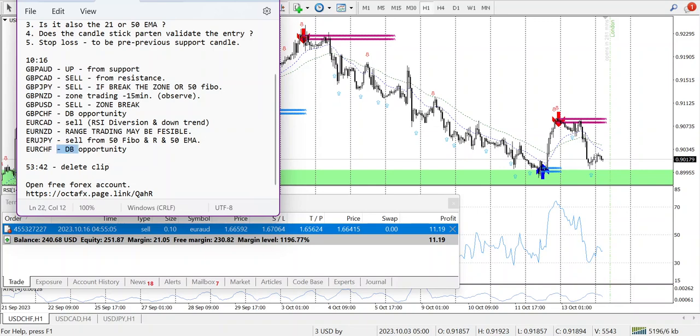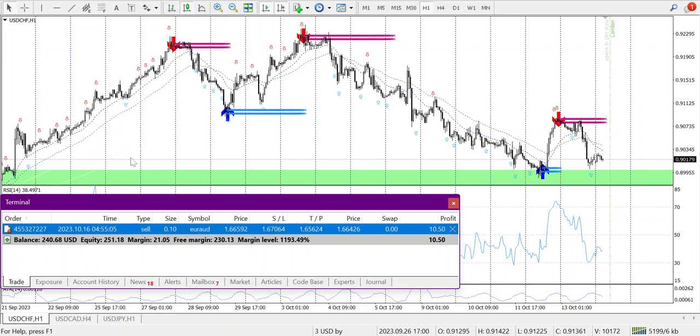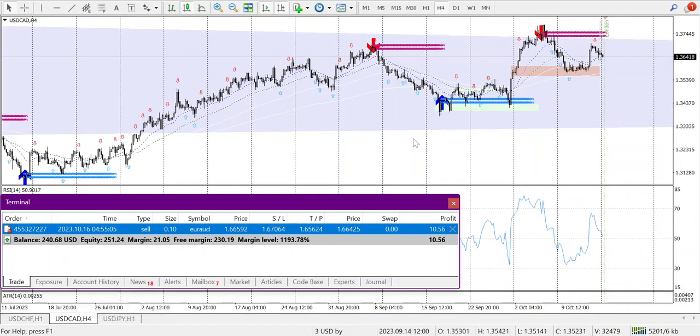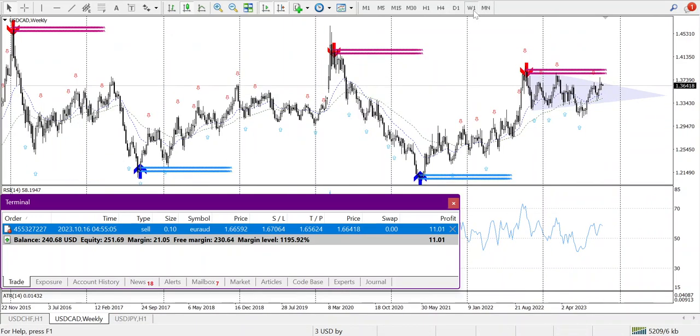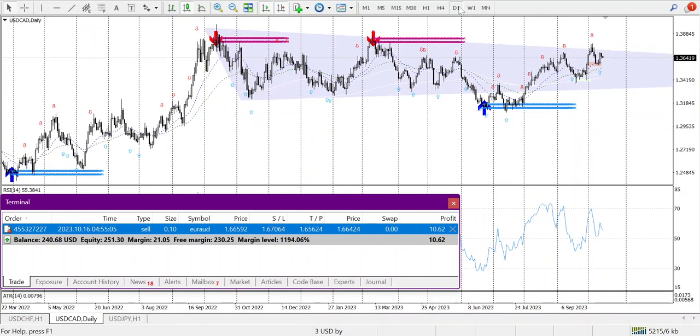Any CHF double bottom opportunity? So USD CHF, I'm not writing any notes for this one. Coming to USD CAD. In week, it is a triangle. In day, hour.